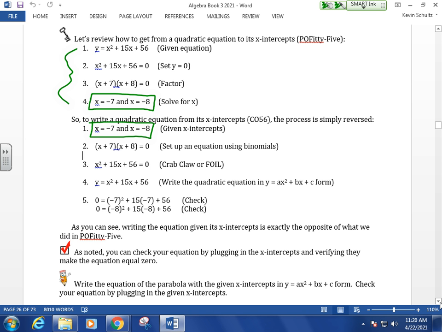Well, one set of parentheses would have been x plus 7. That's where the -7 would have come from. And the other set would have been x plus 8. That's where the -8 would have come from.